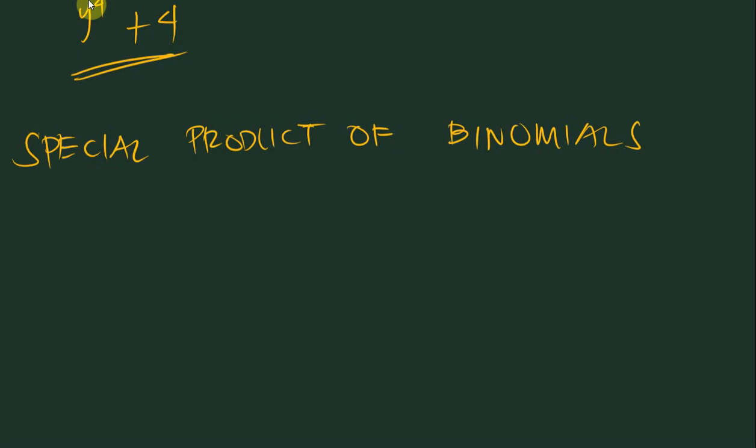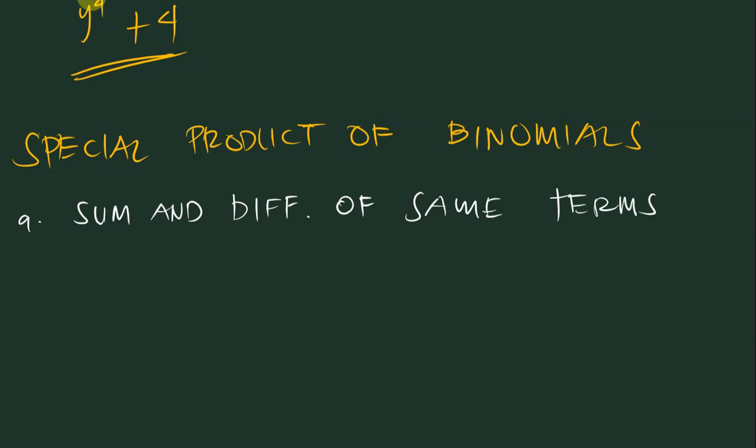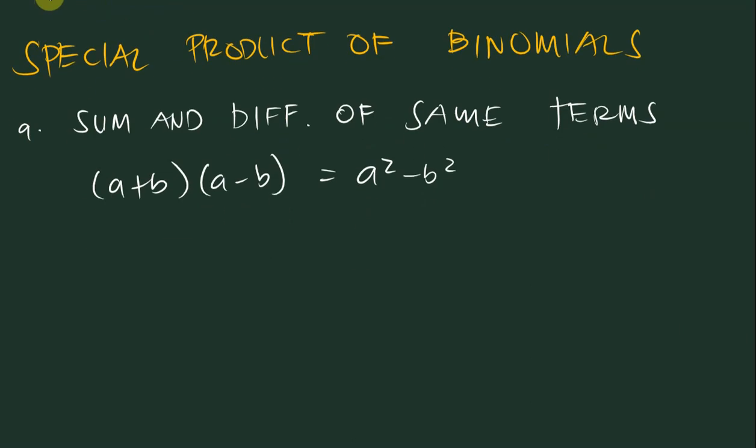So what do we have? The first one is sum and difference of same terms. So what we have here? This basically states that a plus b times a minus b is equal to a squared minus b squared.